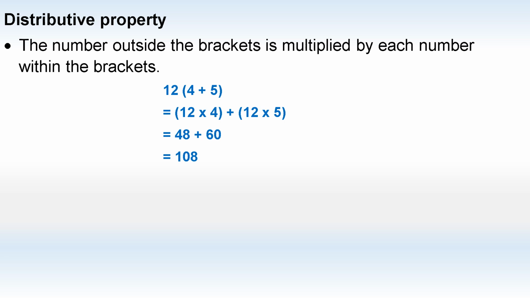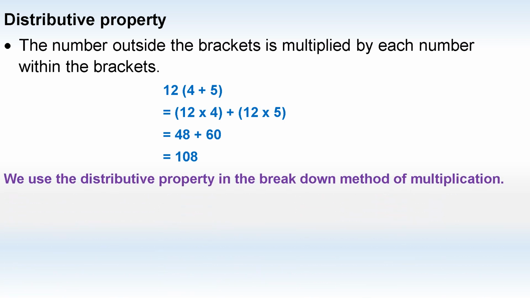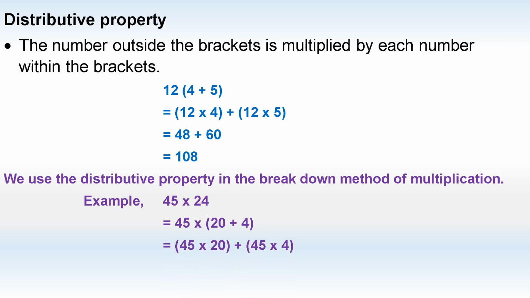Now the distributive property we mostly use when we use the breakdown method of multiplication. So let's look at the example. We have 45 times 24. Here we are going to break up the 24. So we have 45 times 20 plus 4. Now we're going to multiply the 45 with the 20 and then the 45 with the 4. So we have 45 times 20 plus 45 times 4. So we get 900 plus 180, which gives us 1080.